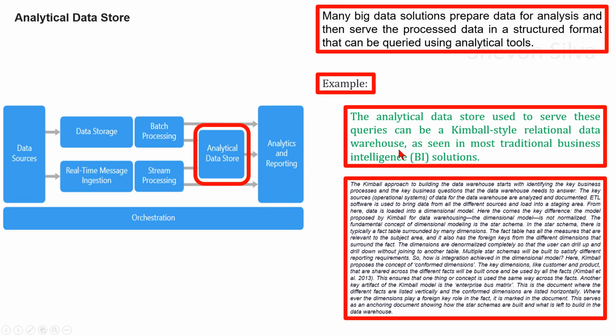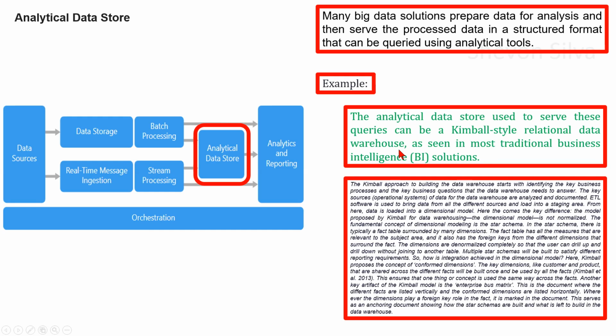ETL software is used to bring the data from all the different sources and load it into a staging area. From here, the data is loaded into the dimensional model. Here comes the key difference. The model proposed by Kimball for data warehousing, the dimensional model, is not normalized. The fundamental concept of dimensional modeling is the star schema.